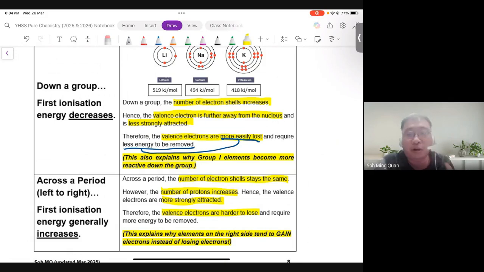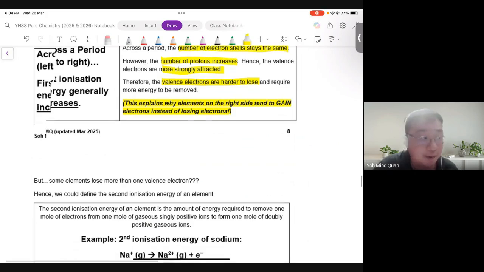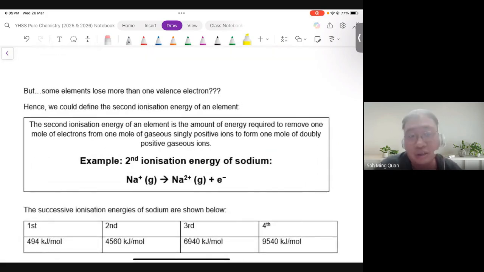Okay, now, so far we have talked about first ionization energy, which is the energy needed to remove the first electron. But clearly, some elements may lose more than one electron, right? You already know this. For example, calcium loses 2 valence electrons. So how then do you quantify the amount of energy to lose the second electron? So we could define the second ionization energy. The second ionization energy just means, in simple terms, the energy needed to remove a second electron. That means you're going from 1+, you remove one more electron, 2+.